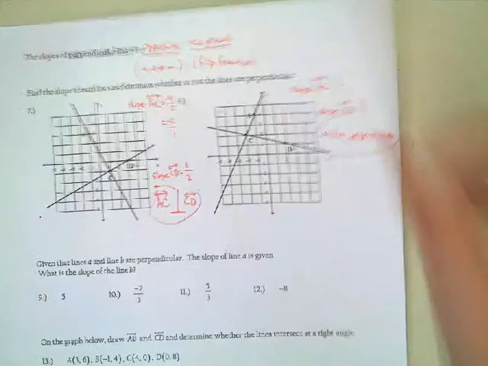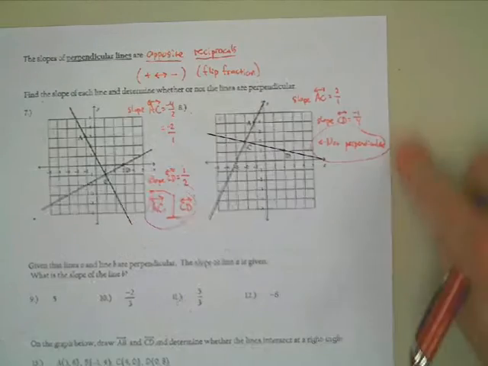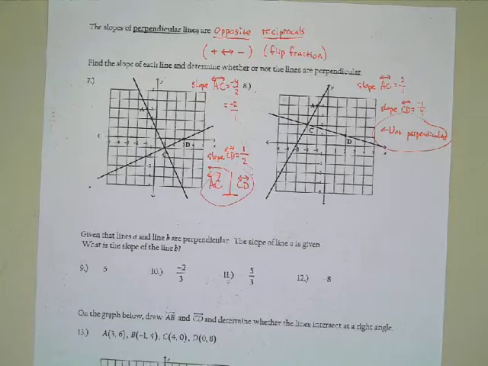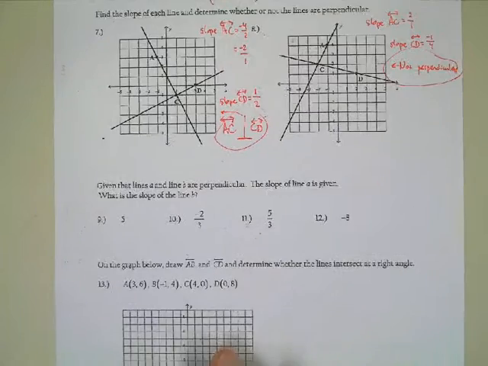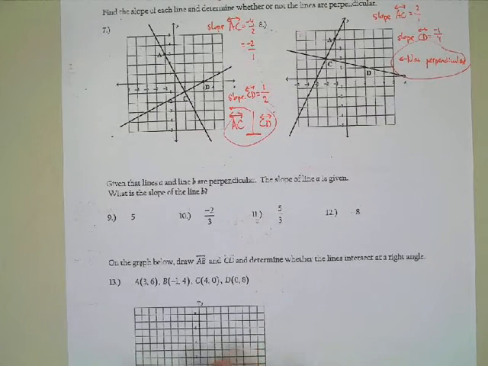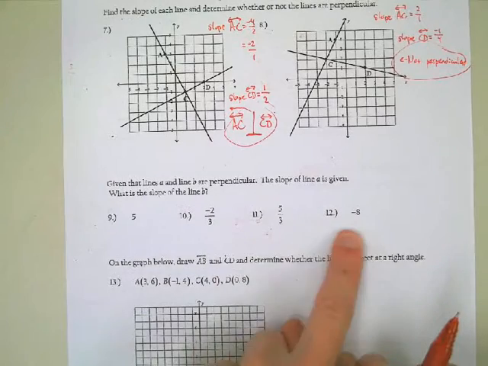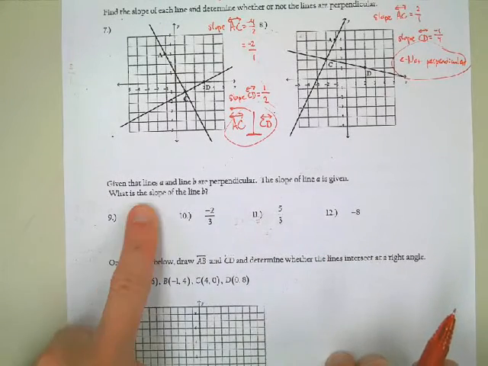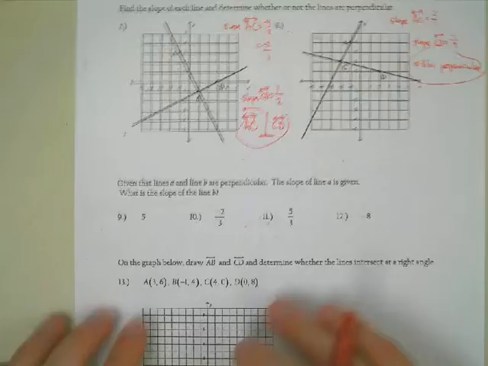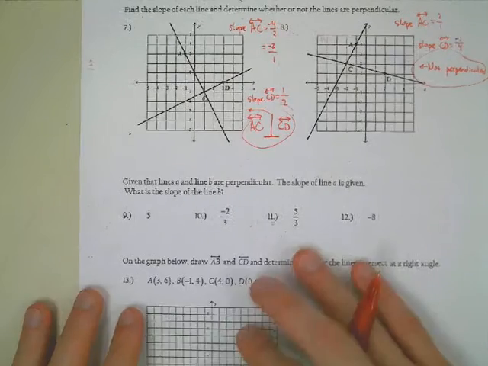All right. So then, let's go through here number 9 through 12, right? Given that lines A and B are perpendicular, the slope of line A is given. So all these are slopes of line A. What's the slope of line B? Okay, so let's see here. 5 slope, opposite is -5, right?